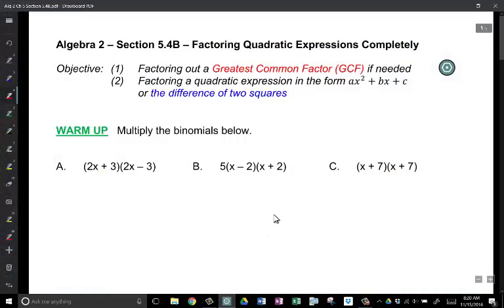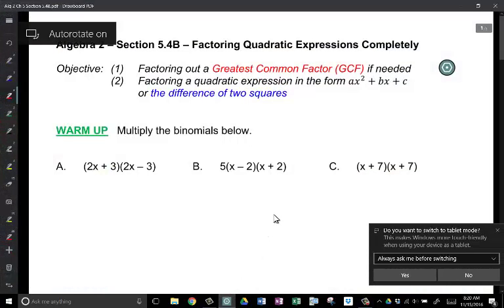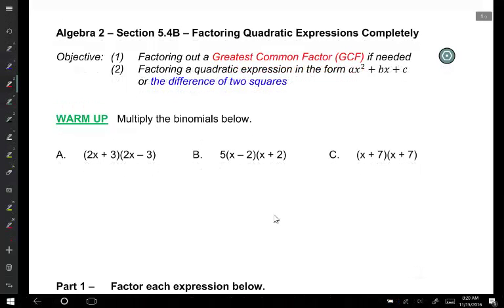All right, well, let's take a look at these couple warm-up problems and jump in here. Do you guys remember FOIL? So remember, FOIL stands for first, outer, inner, last. And I tried to leave some space above each of these.